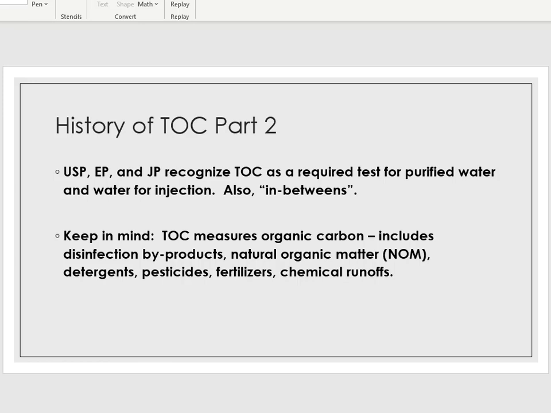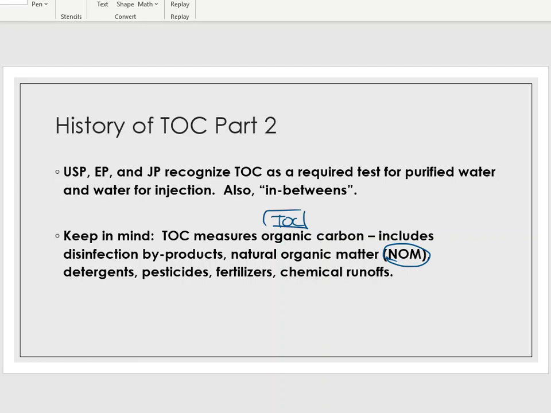Another thing I want to mention is that the TOC measures organic carbon. We know this, right? The TOC, total organic carbon. Well, what do these things actually include? What really is organic? We've already talked about some. I mean, we've mentioned bacteria, we've mentioned disinfection byproducts, right? Because this is how we get our halogens, the fluorines and the chlorines and the bromines that need to be removed. But there's also natural organic matter, and that's abbreviated NOM.